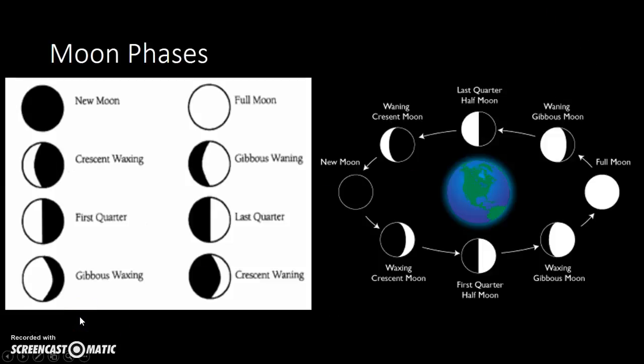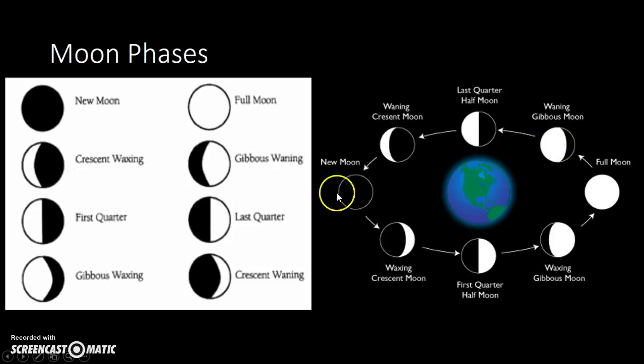Okay, so we need to copy these 2 diagrams into your notes. This basically shows you a picture of what each of the phases look like. So we have our new moon, where you can barely see anything. You have your waxing crescent, where the light is coming from. And then you have the first quarter, where the right side of the moon is lit up. You have your waxing gibbous, where the moon is starting to get a little larger. You have your full moon. You have your waning gibbous. You have your last quarter. And your waning crescent.